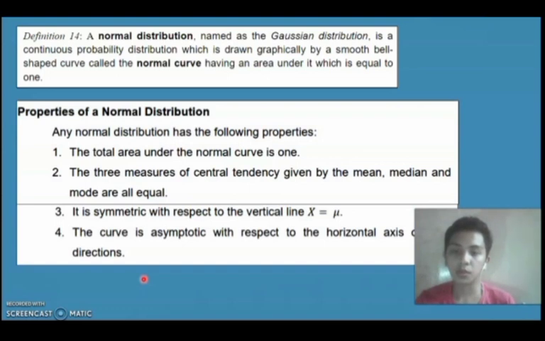Properties of a normal distribution. Any normal distribution has the following properties. The total area under the normal curve is 1. The three measures of central tendency given by the mean, median, and the mode are all equal. It is symmetric with respect to the vertical line x equals the mean. The curve is asymptotic with respect to the horizontal axis in both directions.